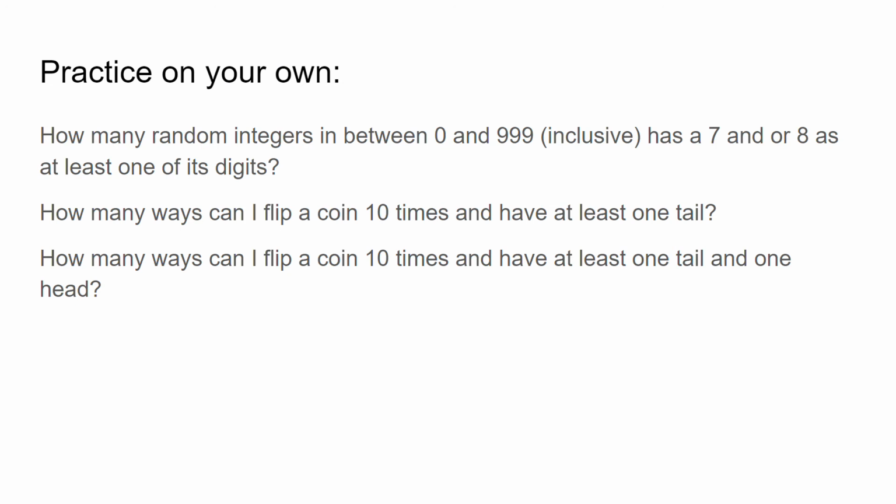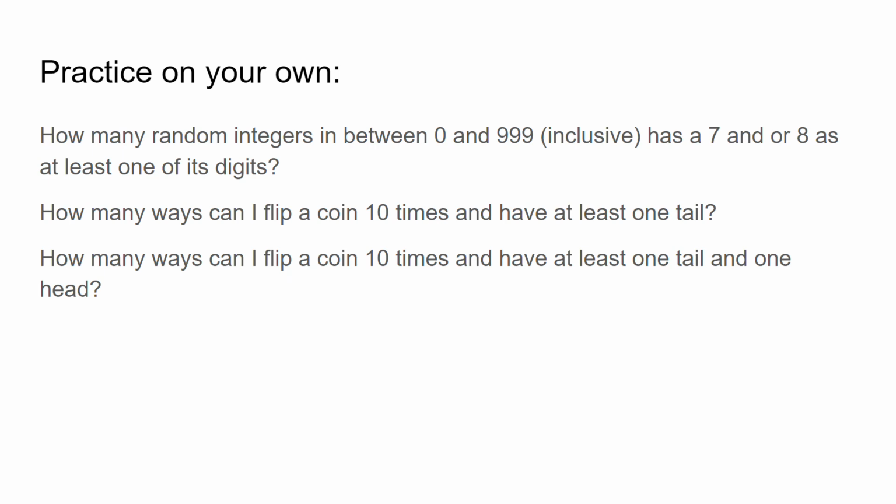Now that we have gone through a problem with complementary counting, I have 3 practice problems for you to try alone. So the first one is how many integers between 0 and 999 inclusive have a 7 and/or 8 as at least one of its digits. So this is similar to what we just did, but you will have to change the numbers a little bit.